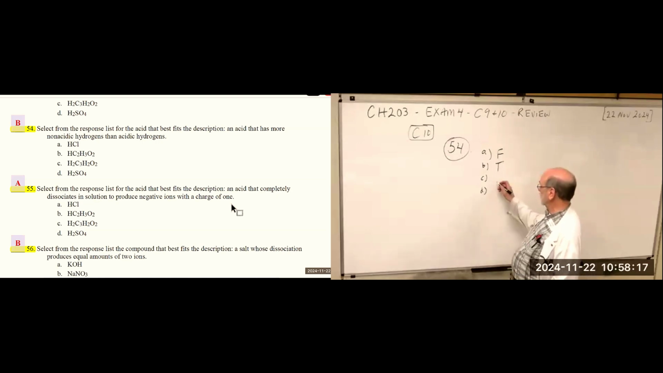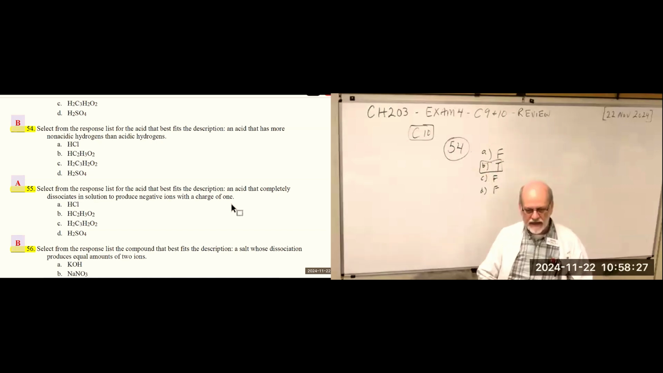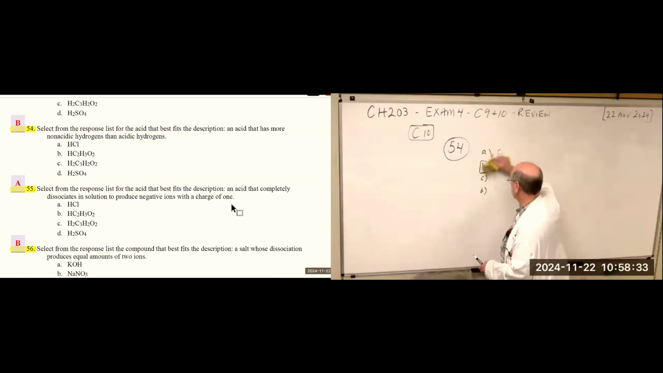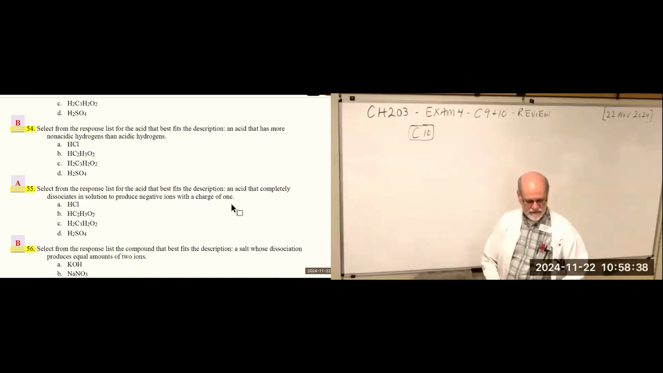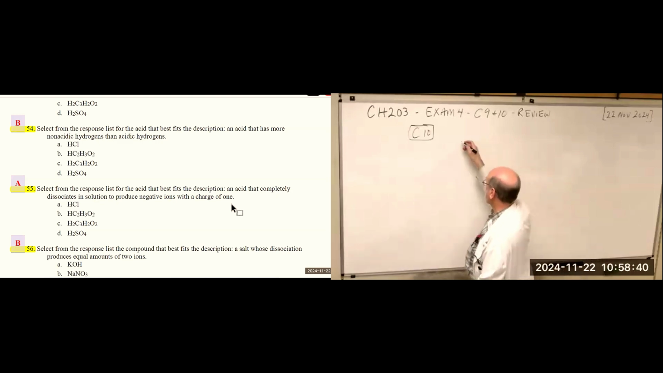C is equal, right? And D only has 2 acidics and no non-acidics. So that answers the question. It has more non-acidic hydrogens than acidics. And 55.